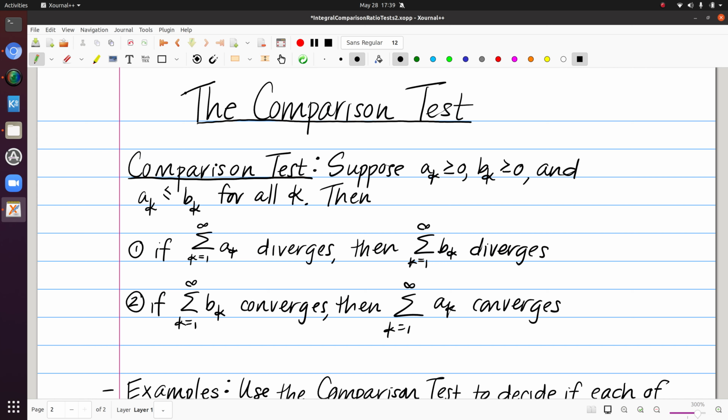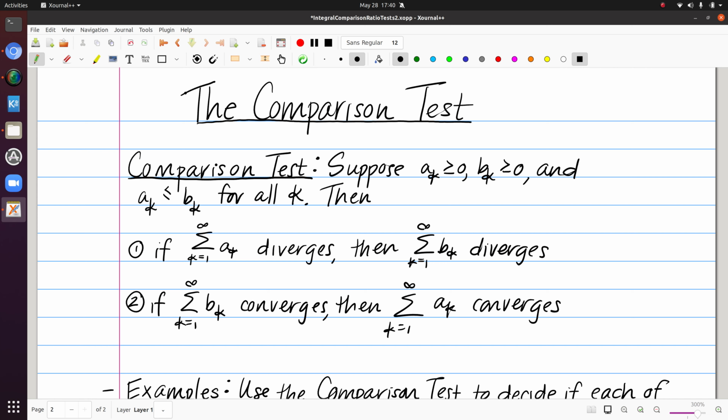On the other hand, if we know that the sum of b sub k, the larger sum, converges, then the sum of a sub k must converge also. And we can think about this again by considering whether or not the sum is finite. So if I know that my smaller sum is infinite, that's going to force the larger one to be that as well. That's kind of the first idea here. And in the second case, if I know that my larger sum is finite, then my smaller sum must be as well.